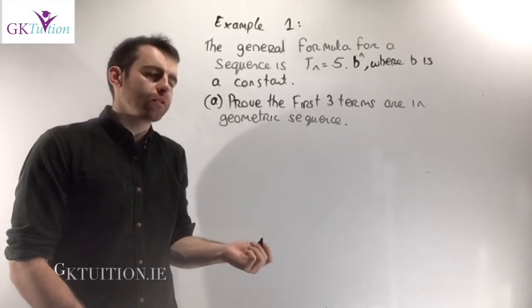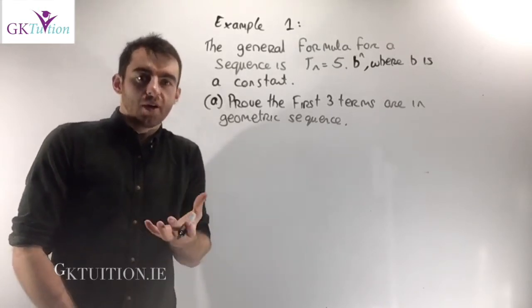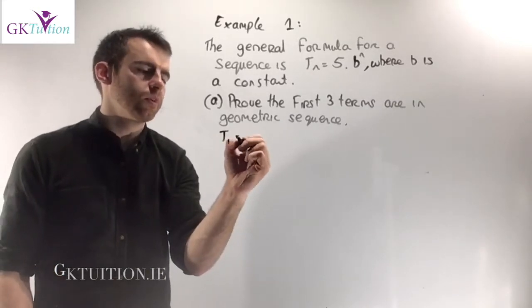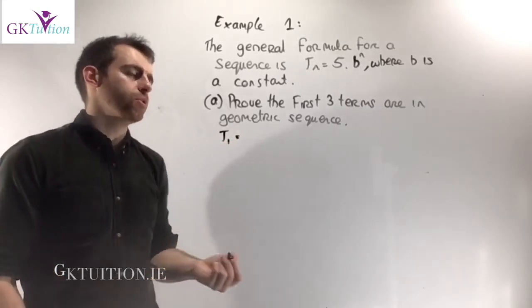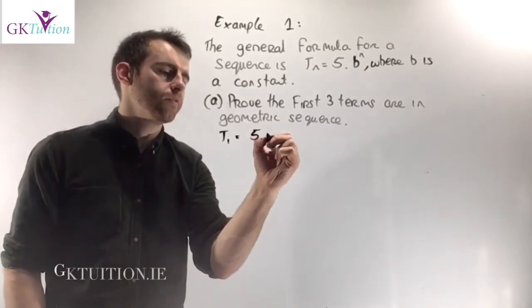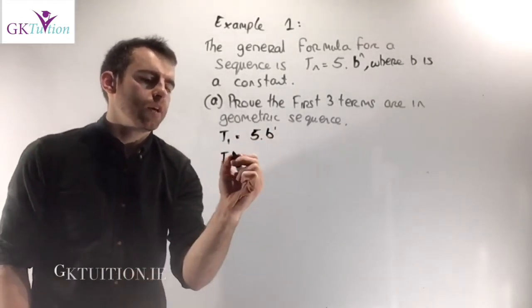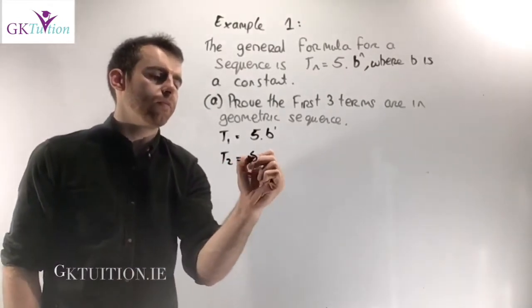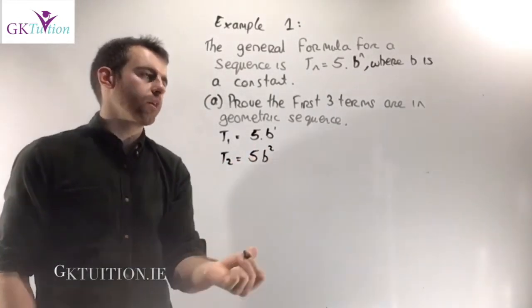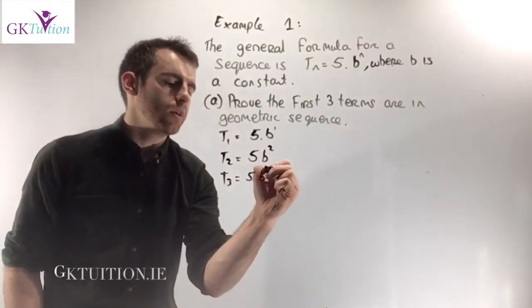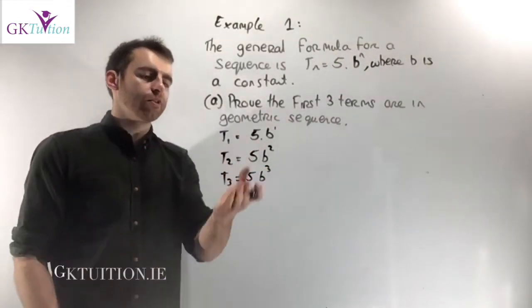Before I can prove the first three terms are in geometric sequence, I obviously need to find the first three terms. To find the first term, I'm looking for t1, I would just sub in 1. It would be 5 times b to the power of 1, or in other words just 5b. The second term in this case would be 5b squared. And the third term in this case would be 5b cubed. So they're your first three terms.